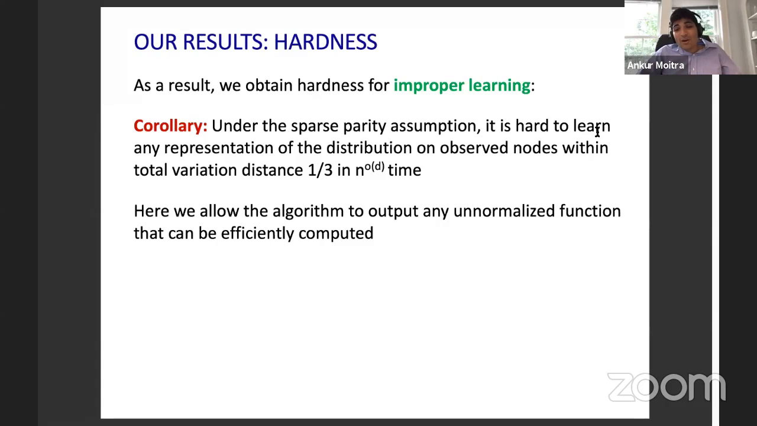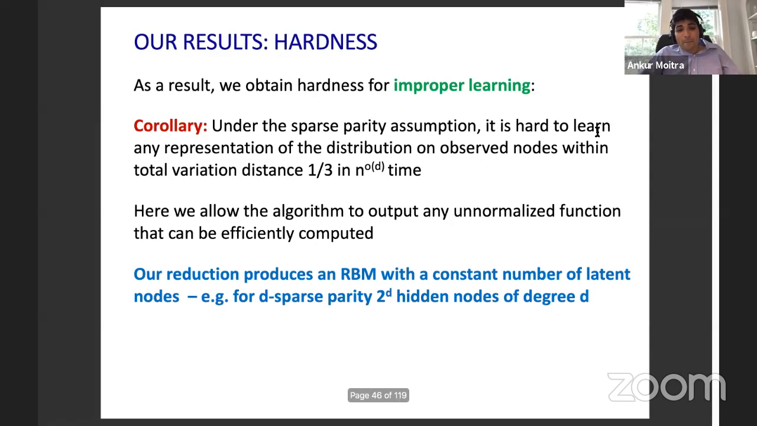And in fact, it's even worse, as it's not even a hardness of proper learning where you have to spit out an RBM. It's hardness for anything that actually represents the distribution in a way that allows you to do hypothesis testing. So even if you spit out some unnormalized function, that's actually still a computationally hard problem. So that's pretty nasty.